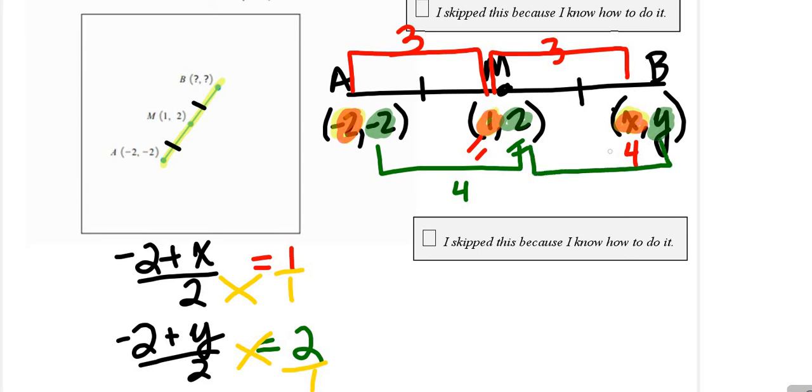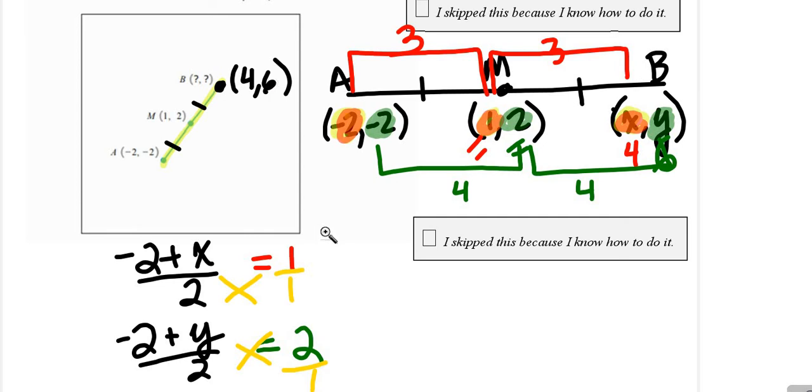-2 to +2 would be 4 units. So going this way, 4 units as well. 2 plus 4, that would put this at 6. Now, let's graph 4, 6. If that's 1, 4, 6.